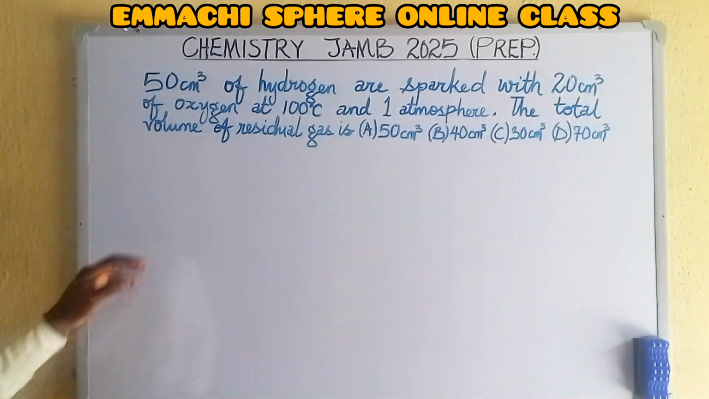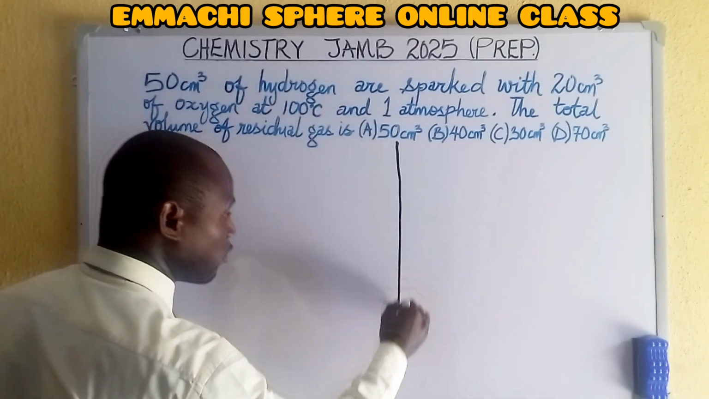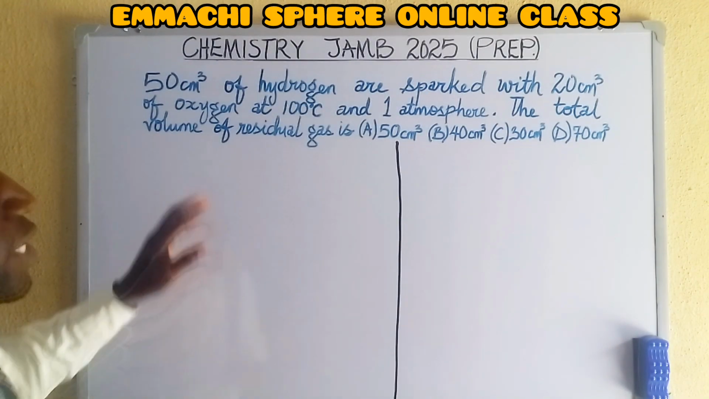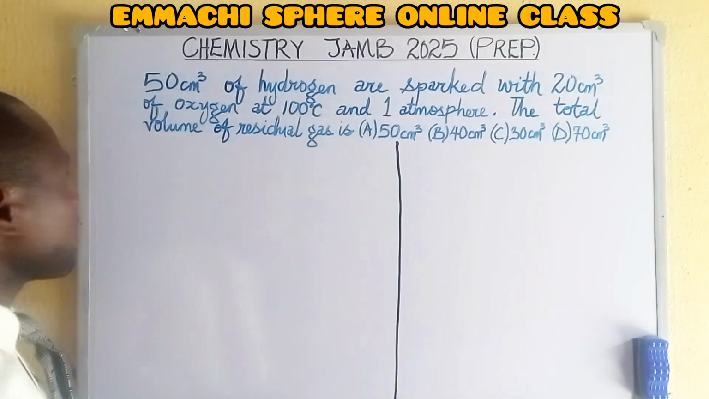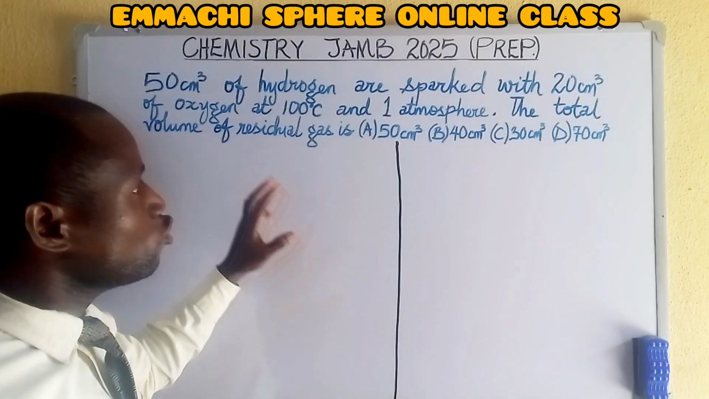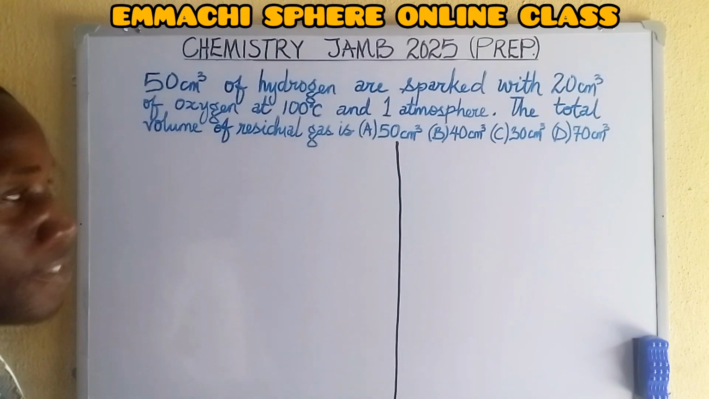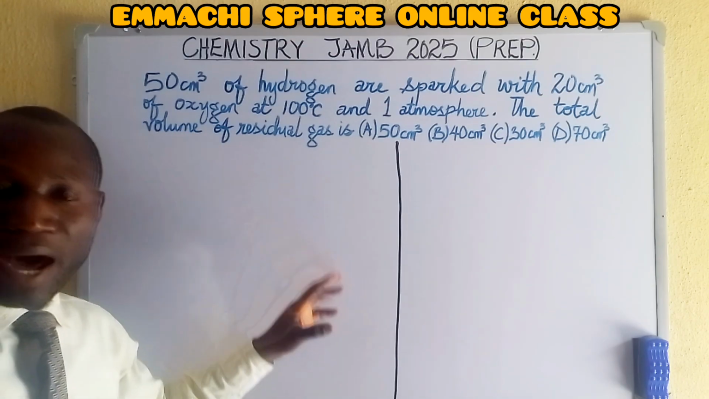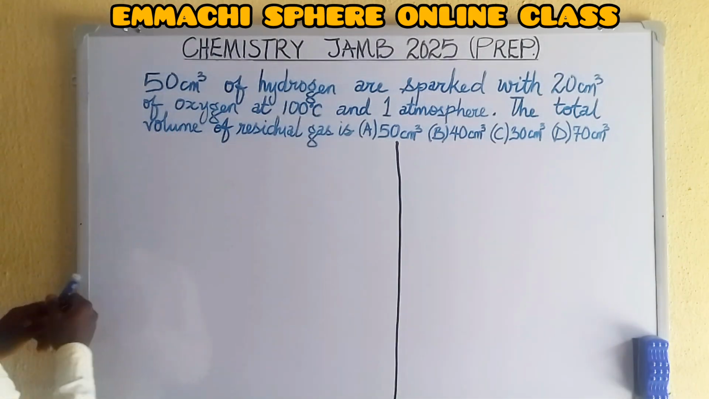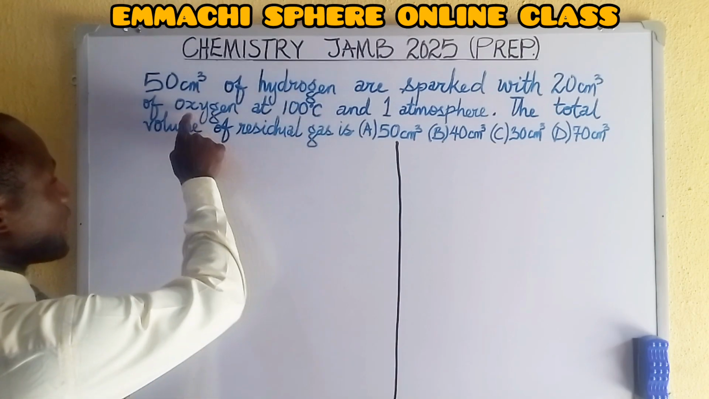Now, from the question here, it is dealing with volume of gases, and this is from Gay-Lussac's law. Gay-Lussac's law states that when gases combine, they do so in a simple volume ratio one to another with respect to the gaseous volume, provided that the gases combine at constant temperature and pressure. Now, from here we have the equation for the reaction between hydrogen and oxygen.